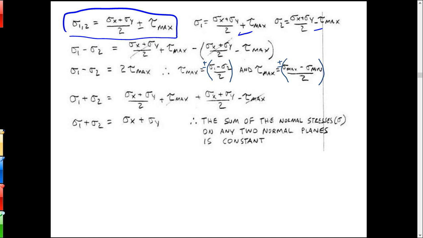So if you take the difference between sigma 1 and 2, you get sigma x plus sigma y over 2 plus tau max, minus sigma x plus sigma y over 2 minus tau max. You get the minus a negative, so that's actually positive tau max. So what you get there is sigma 1 minus sigma 2 is 2 tau max. So tau max then is plus or minus the maximum normal stress minus the minimum normal stress over 2. That's a shortcut formula to get tau max. And that's formula 30. Okay, so that's a little shortcut formula that's used sometimes.